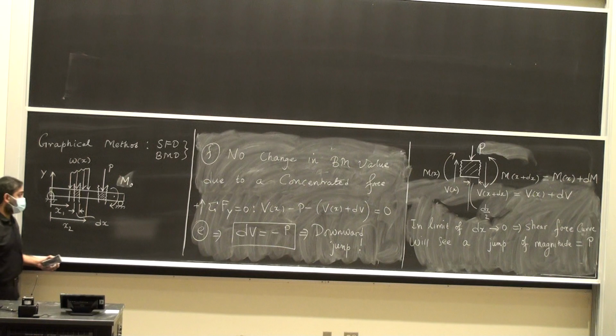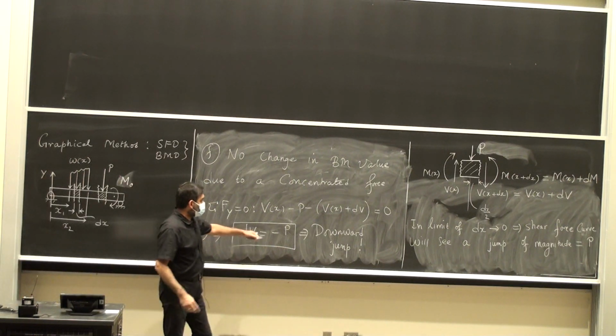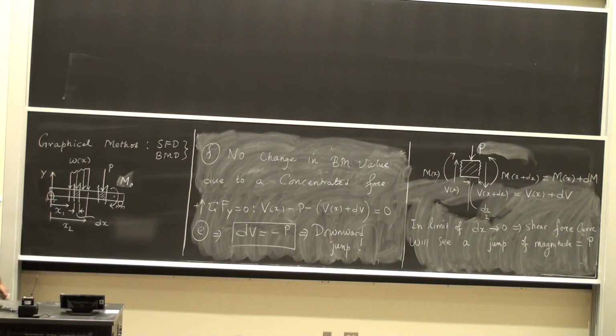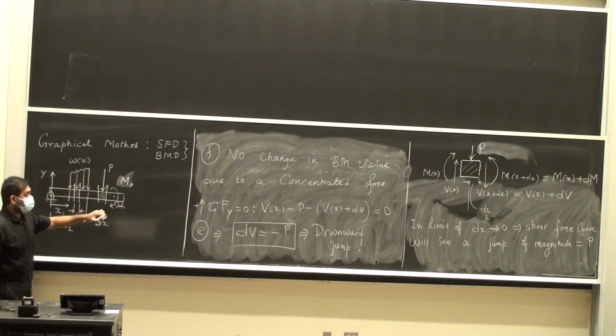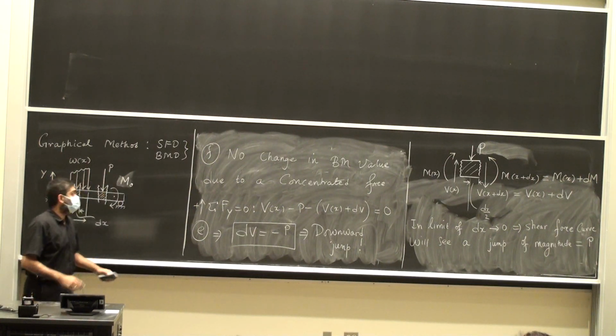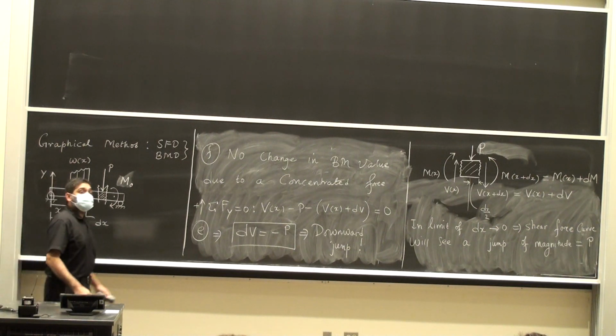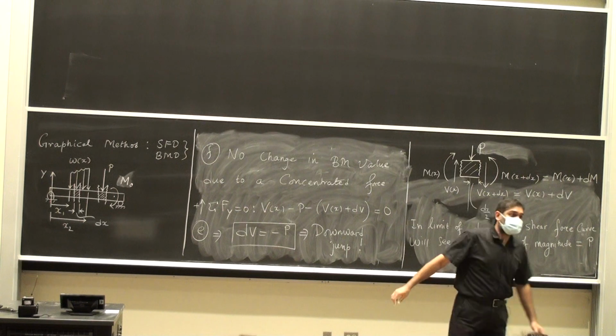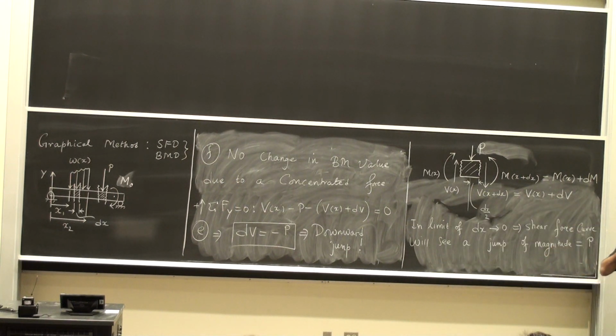If I have a concentrated force, I'm going to see a jump discontinuity in the shear force diagram. We will look at the problem. Depending on the direction of the applied force, it's either an upward or a downward jump. No change in the bending moment value due to an applied force. Makes sense. As I reduce the distance, there is no moment at all for this force to cause any rotations.